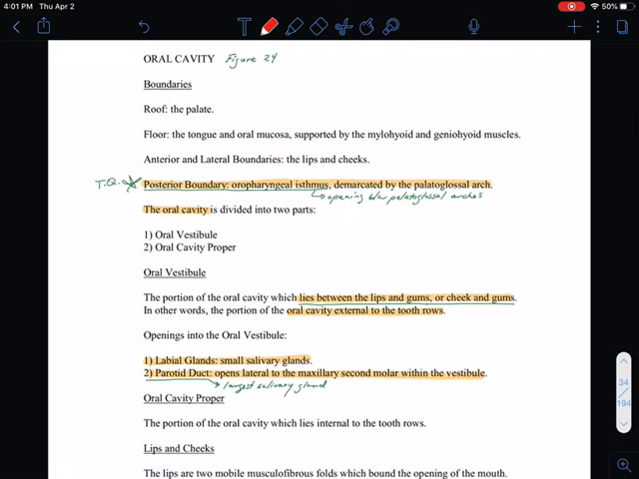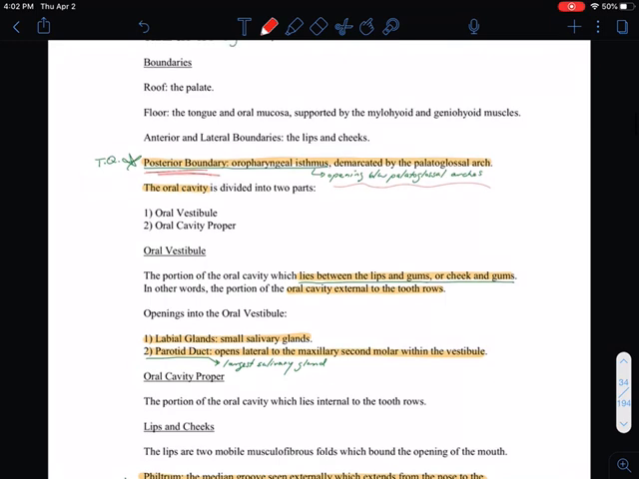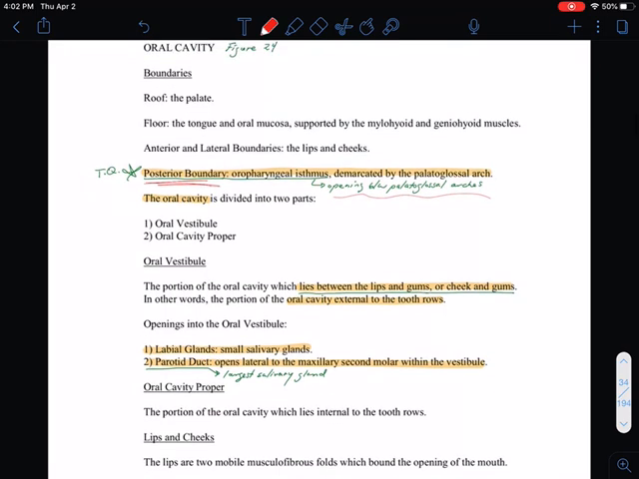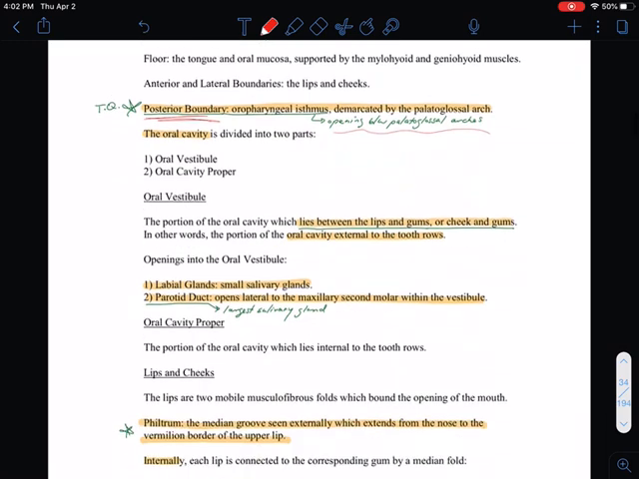Next, we're talking about the oral cavity. These boundaries tend not to be hit very hard, so I'm not going to touch on that except for our posterior boundary. That is our oropharyngeal isthmus, which is demarcated by the palatoglossal arches. So essentially just the opening between the palatoglossal arches. This one tends to show up more than the others. So focus on that one when you're going through these.